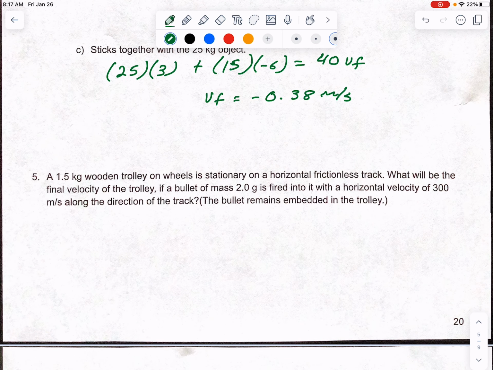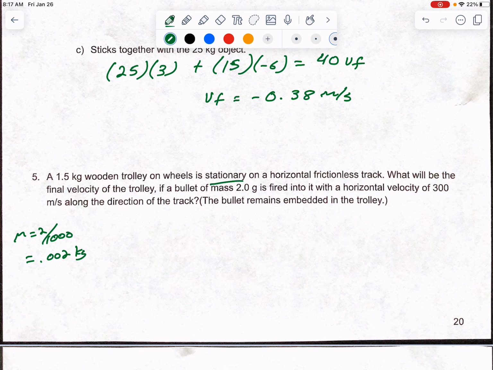Number 5: a 1.5 kilogram wooden trolley on wheels is stationary, so watch out for terms like that. It means it's not moving. It's on a horizontal frictionless track. What will be the final velocity of the trolley if a bullet with a mass of 2 grams is fired into it with a horizontal velocity of 300 meters per second along the direction of the track? 2 divided by 1,000 gives you 0.002 kilograms. The bullet remains embedded in the trolley, so they were separate in the beginning and they're stuck in the end.